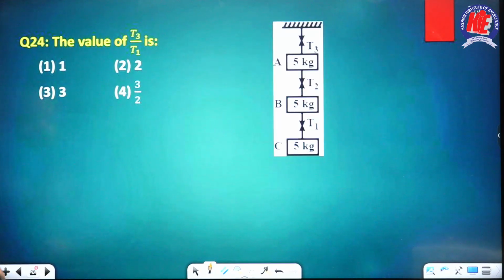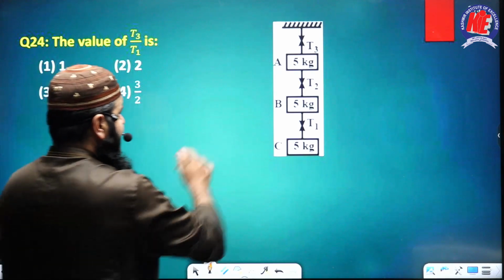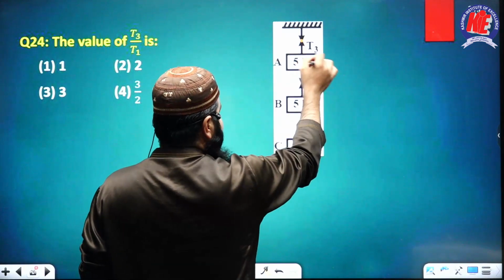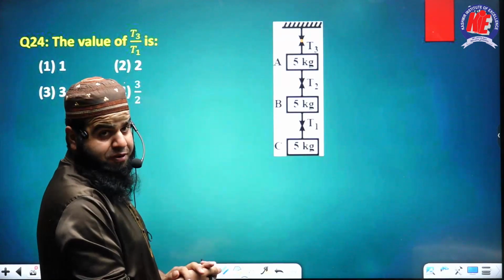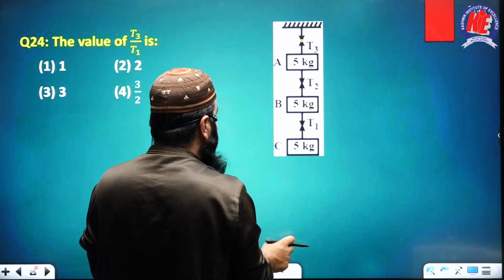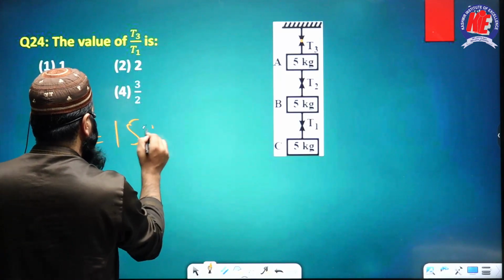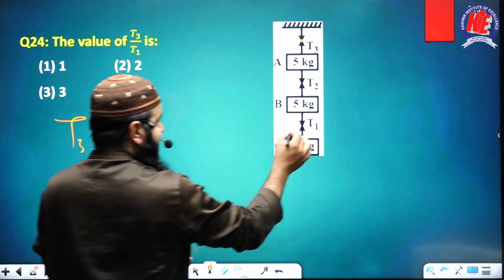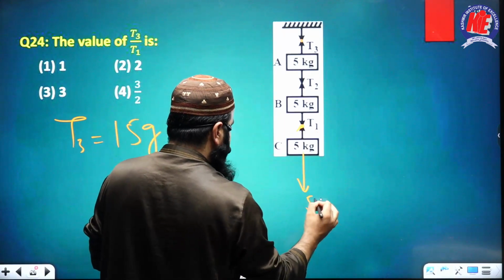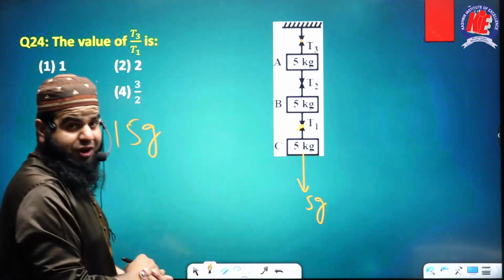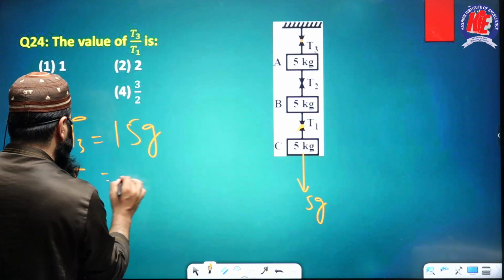Next one please. The value of T3 by T1 is... T3 की बात करेंगे बेटा, treat these three blocks as a single block, definitely of mass 5, 5 and 5, that's 15. So downward force 15 g होगा. So simply your T3 will be directly given by 15 g. Then the T1, when you see the T1 here, इस ब्लॉक की बात करेंगे तो डाउनवर्ड फोर्स 5g होगा, simply because the mass is 5 kilograms. So T1 will be 5g only.